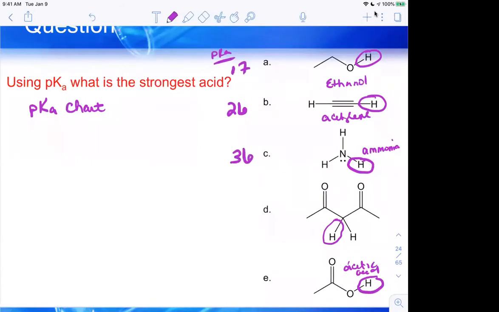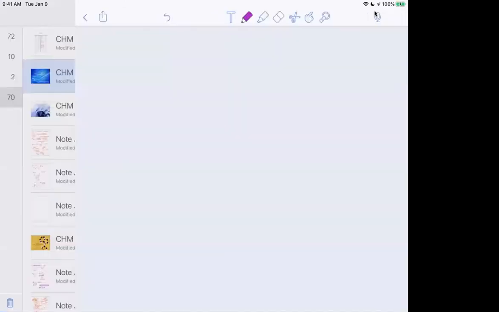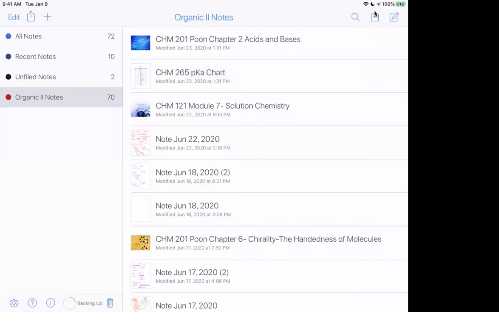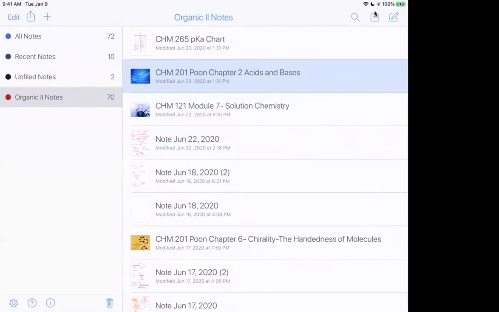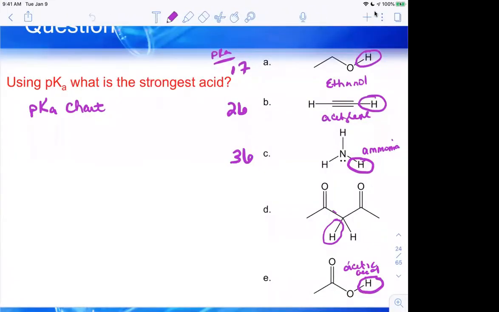I'm also still looking for acetic acid and then this dicarbonyl compound. So when I look on my pKa chart, here's my dicarbonyl compound, which is 9.2. And then here's acetic, that's not acetic acid. Here's acetic acid, which is 4.8. So my acetic acid is 4.8 and my dicarbonyl is 9.2. So when I go back to this question, this is 9.2 and this is 4.8.